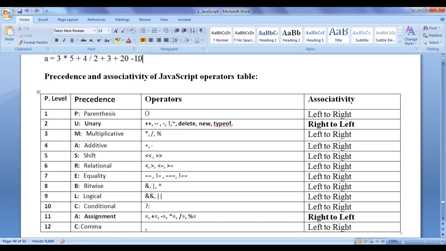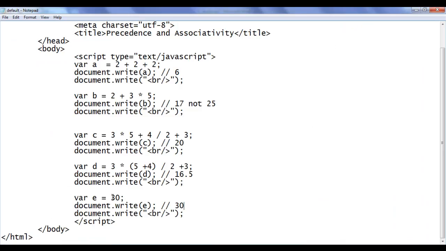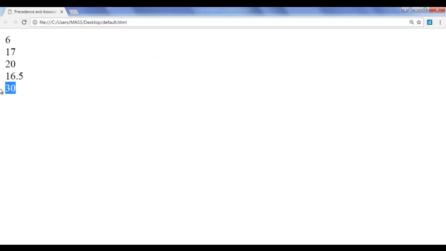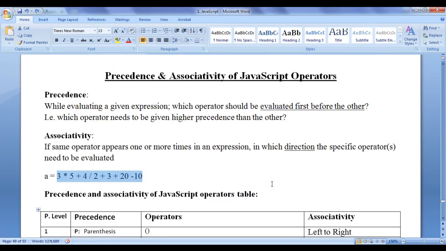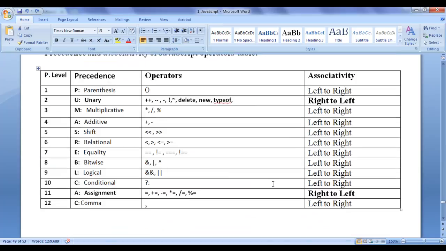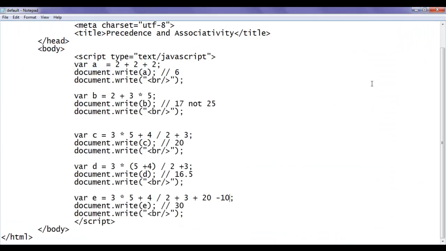Let me copy that expression one more time. I copy that and paste here. File, save, go to browser and refresh. We got the output 30. That is all about precedence and associativity of JavaScript operators. I suggest you try to remember the precedence and associativity table, which is very helpful for debugging purposes and all. For this video tutorial, this much is enough, friends.